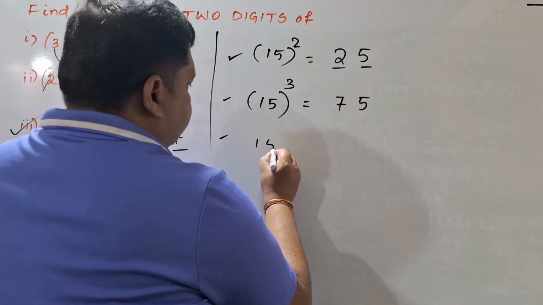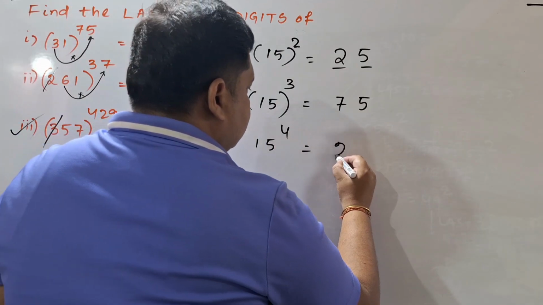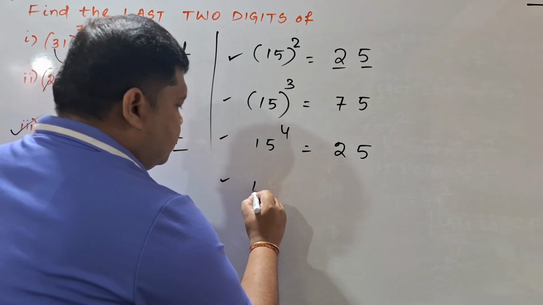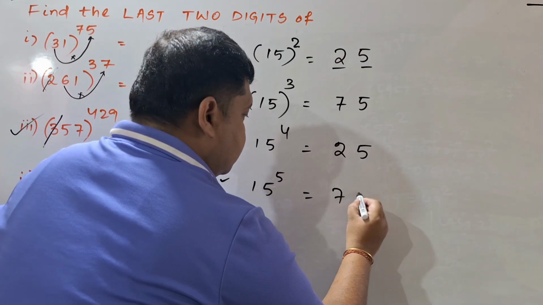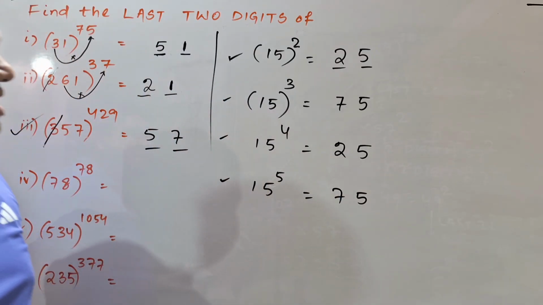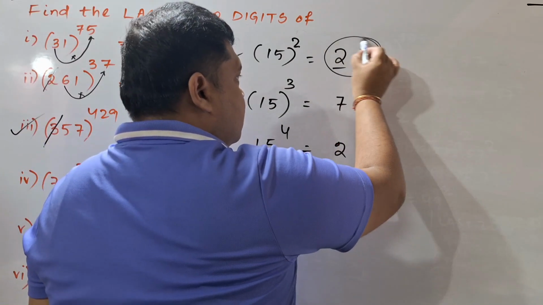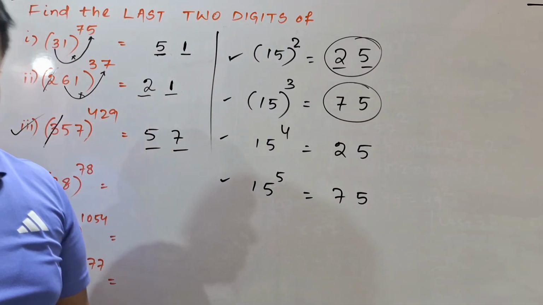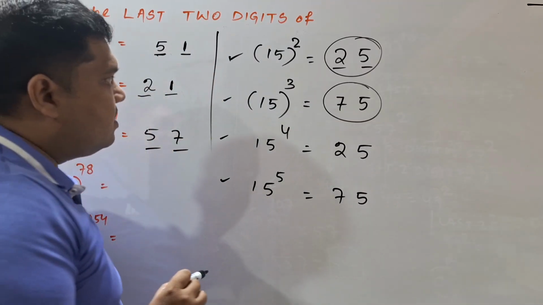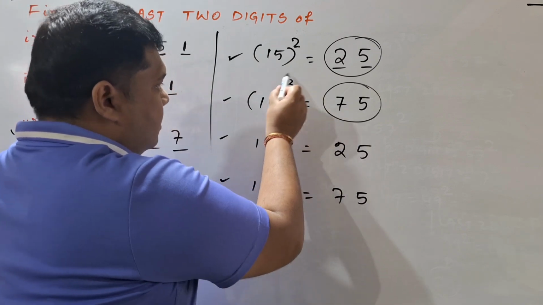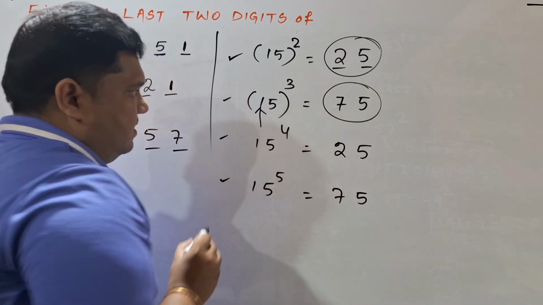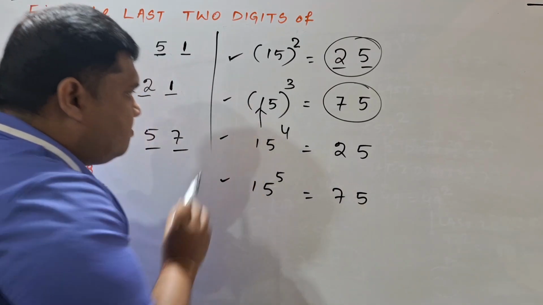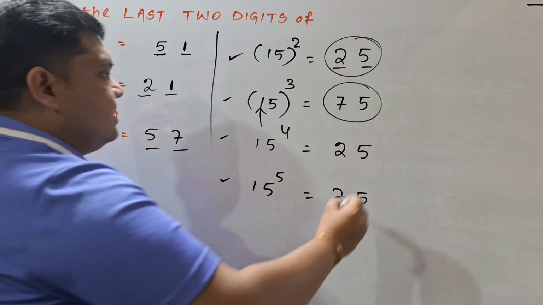If you observe 15 to the power 4, here also the last two digits are 25. And 15 to the power 5, the last two digits are 75. Either the last two digits end in 25 or 75. The question is, where do we get 25 and where do we get 75? Look: if the entire power and the tens place of the base are both odd, the answer ends in 75.